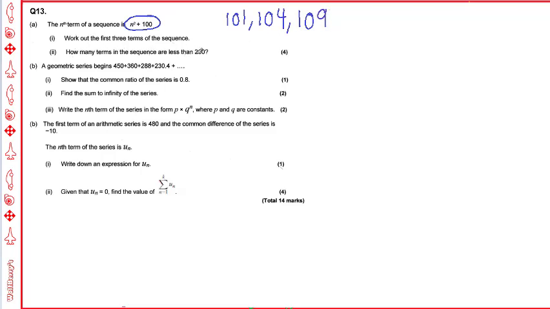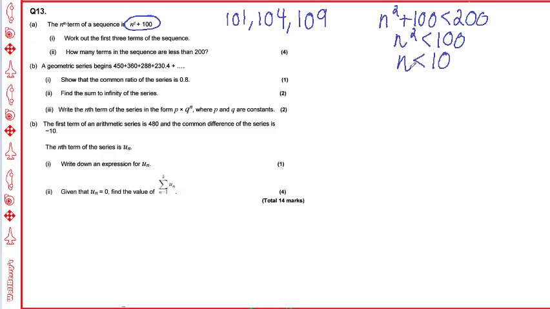How many terms in the sequence are less than 200? Well, the number of terms is n, so we need to make an equation that says n squared plus 100 is less than 200, and solve the equation. Move that there, it becomes n squared is less than 100, square root, so it becomes n is less than 10.